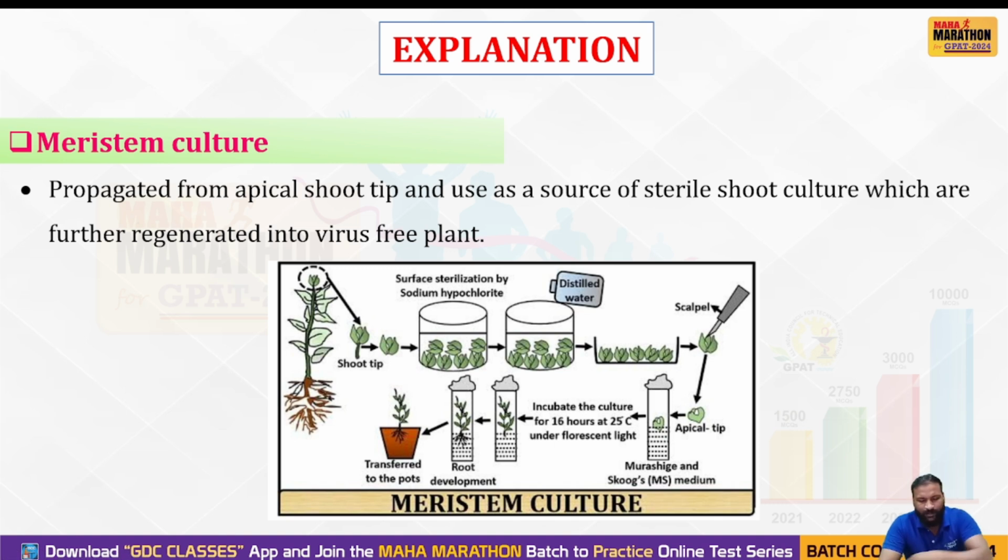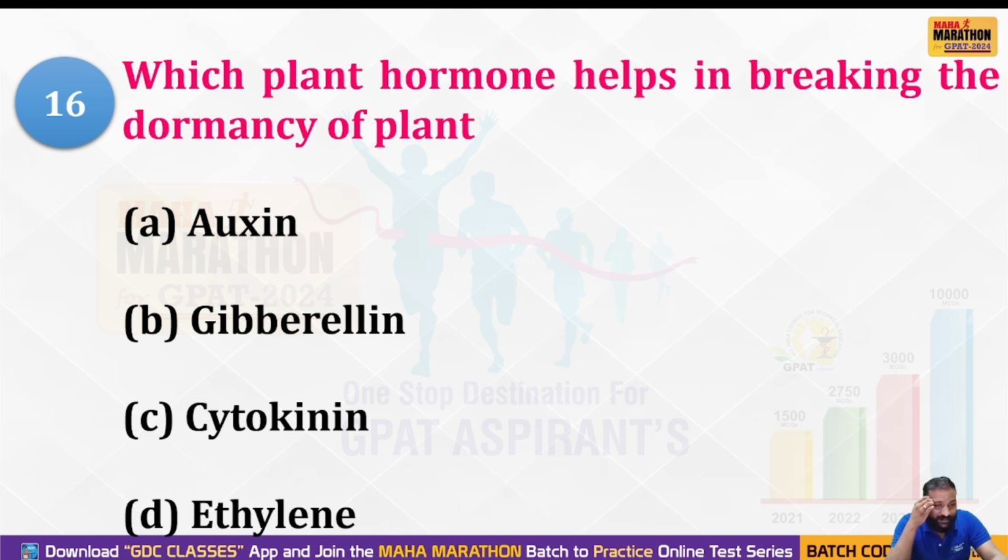Yes. Next question in this GPAT test series: which plant hormone helps in breaking the dormancy of a plant, whether auxin, gibberellin, cytokinin, or ethylene? We have had this same discussion in the previous session also. Which one is the right option? Option B is the right option.